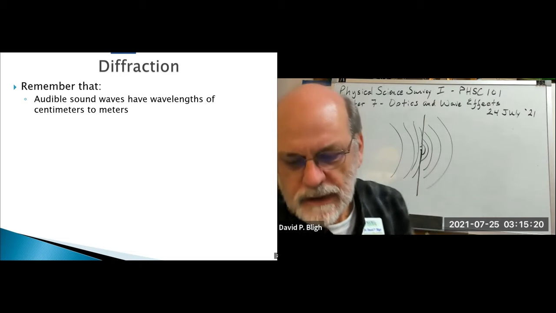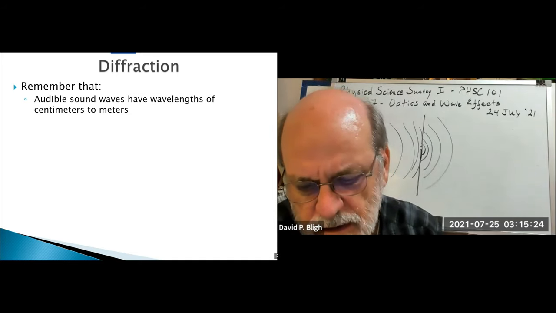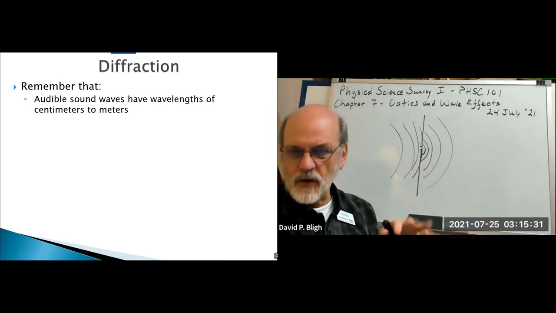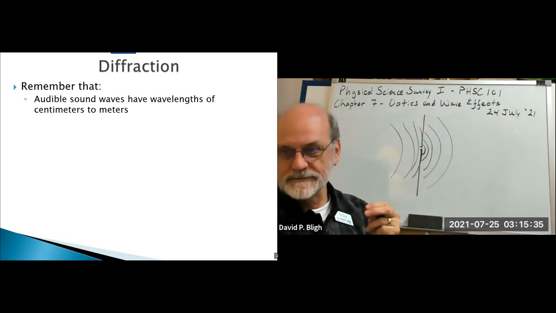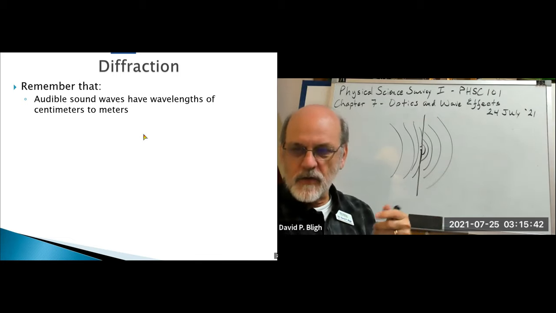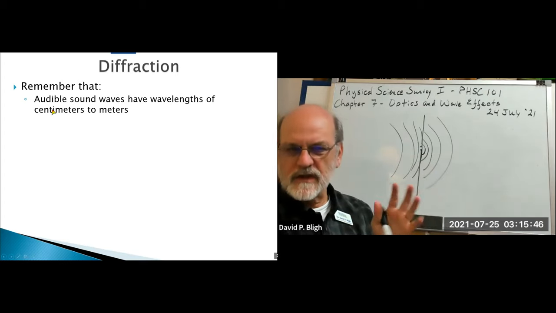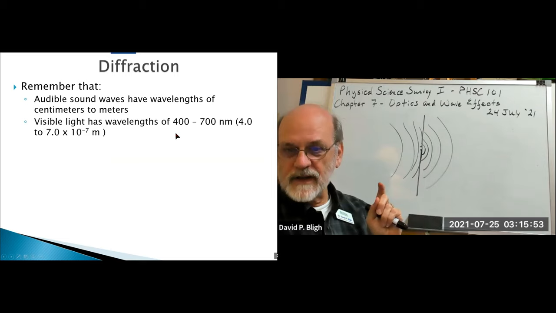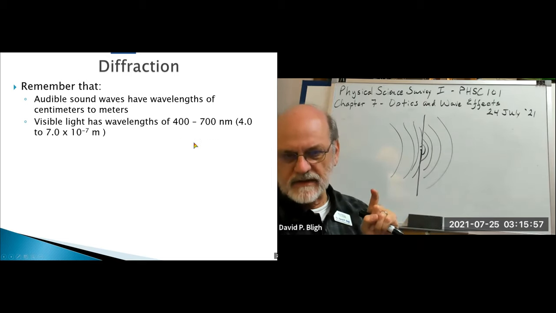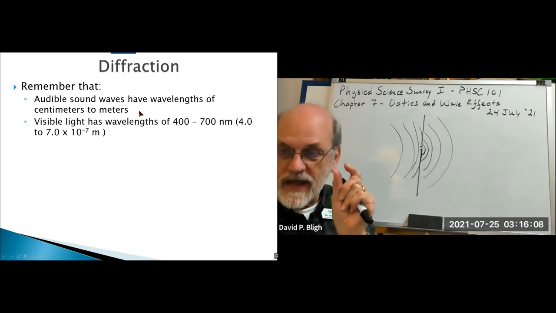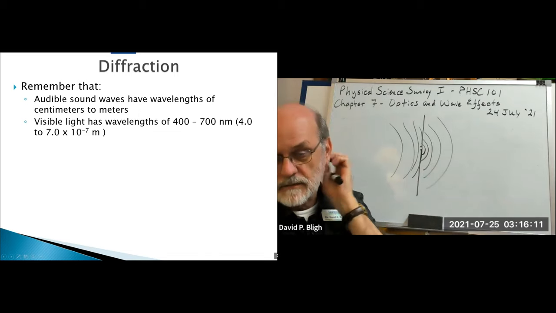Audible sound waves have wavelengths on the order of centimeters to meters, between 20 hertz and 20,000 hertz. So the wavelength by calculation gives you in the neighborhood of centimeters and meters. Visible light, though, has wavelengths on the order of nanometers, much, much shorter. So in order to see diffraction for light, we need a very narrow gap, as opposed to sound, where a wider gap would produce noticeable diffraction.